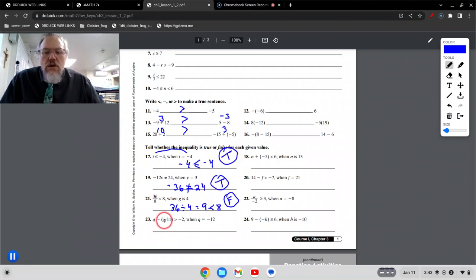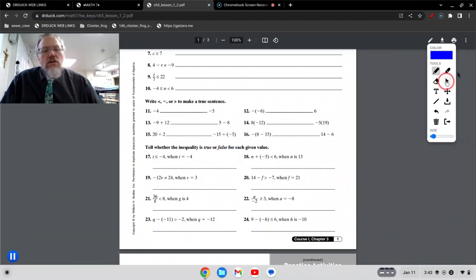Next one, q minus 11 is greater than minus 2. Well, let's put this in here. First, I'm going to put minus 12. I'm going to put it down here so I get a little room. Minus 11 makes that minus 12 minus 11 is greater than minus 2. Well, if you put these together, you get a minus 1. Is that greater than minus 2? Well, yes, it is. We put a true on that. Nice. Okay. Straightforward.